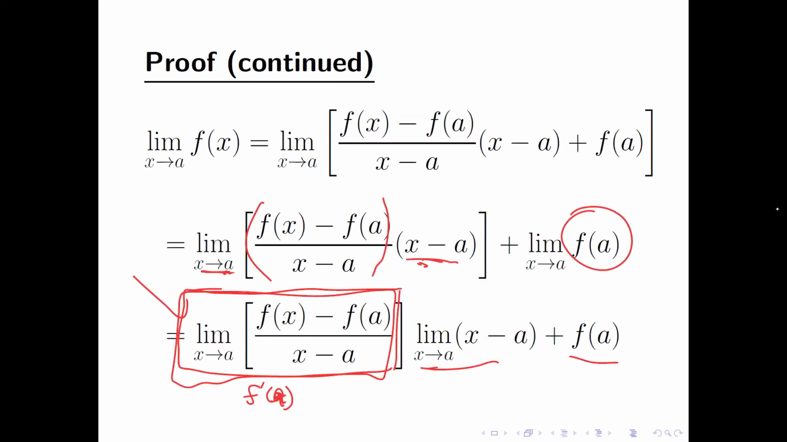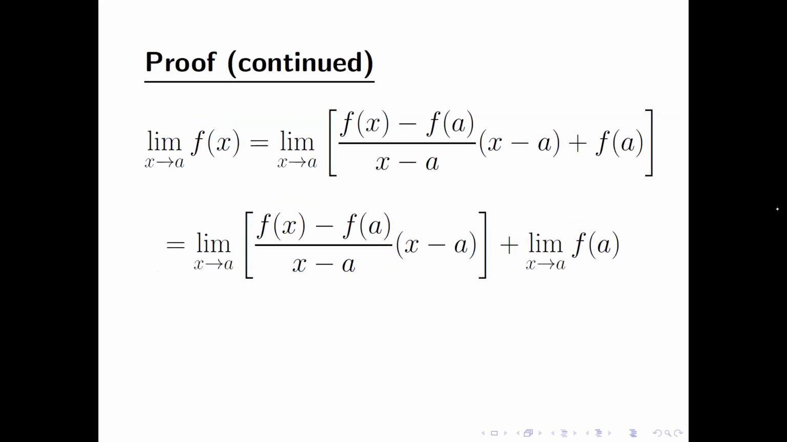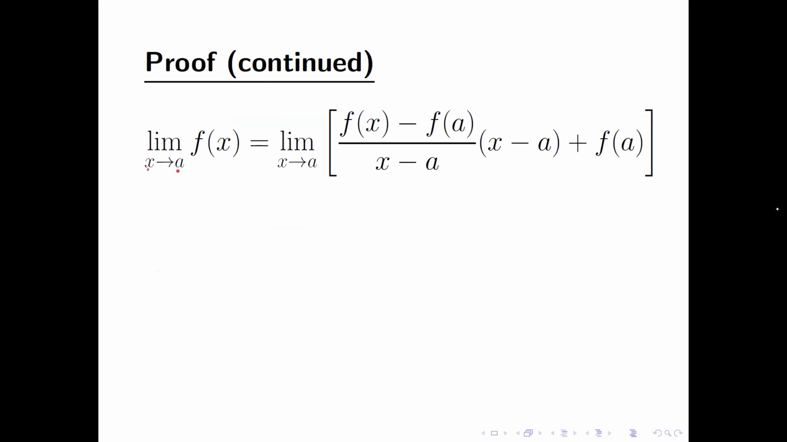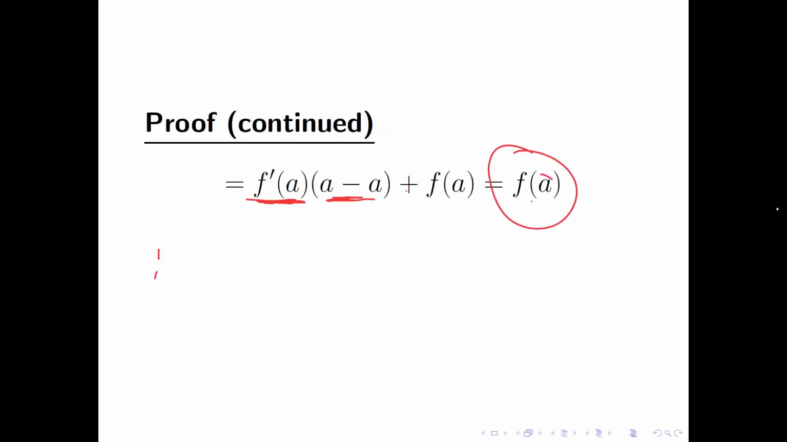And when x approaches a, we are going to substitute a here, and we get f of a minus f of a. This will give us 0, and at the end of the day, we are left with f of a. But remember what we started with. What were we proving here? Here we were proving that the limit when x approaches a of f of x is equal to f of a.